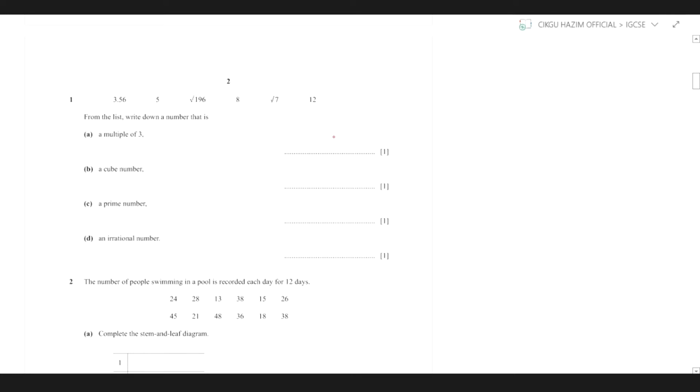Why is it 8 here? Because 8 is the cube of 2, which is 2 to the power of 3, which is 2 multiplied by 2 multiplied by 2, and the answer is 8. That's why the cube number is 8. And then how about a prime number? A prime number is a number that can only be divided by itself and 1. So we could say that the factors are only 1 and the number itself, which means there are only 2 numbers in the factor list. So this one you need to remember, all the primes from 1 to 100. Of these, 3.56, 5, square root of 196, 8, square root of 7, 12, the prime number is going to be 5, because the factors of 5 are only 1 and 5, that's all.